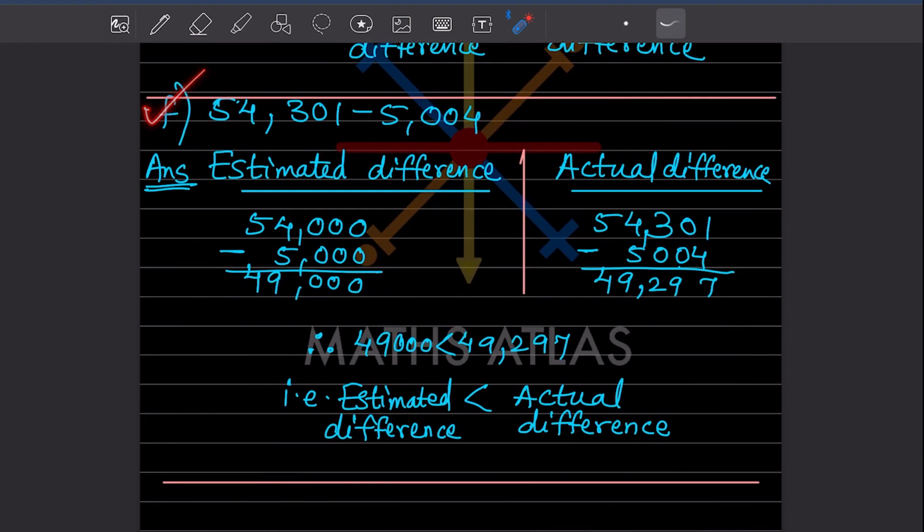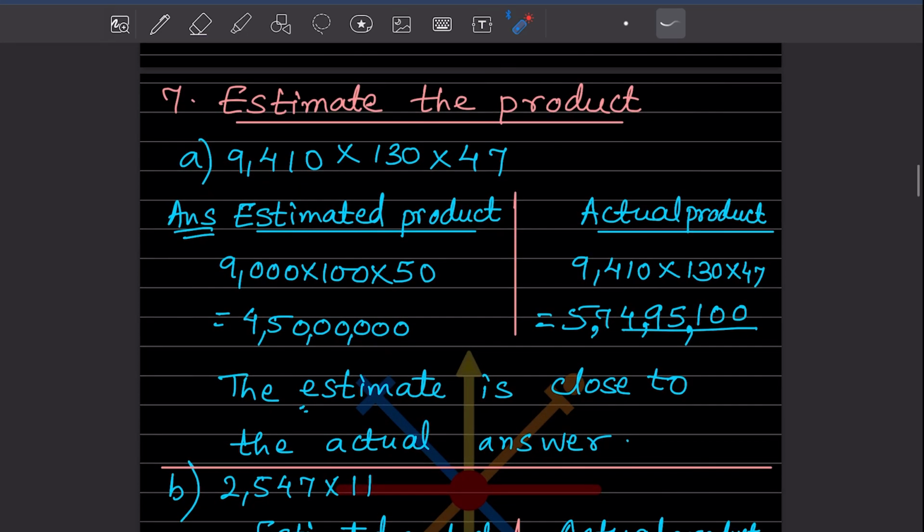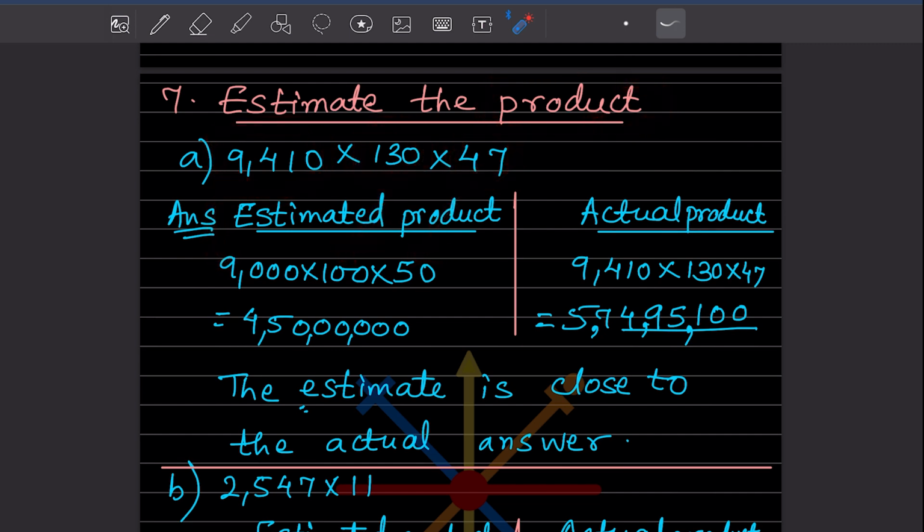F also is similar. You have to find a difference. Now here, look at the product. Product means you have to multiply it, isn't it? So again, what does this say? That you have to round this. So 9,000 over here, 130 will become 100 and 47 is going to be 50 after rounding. So now what are you going to do? 9 ones are 9. Just forget about the zeros for the time being. And 9 fives are 45.